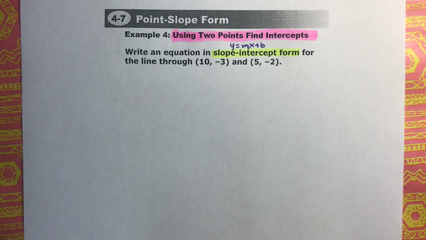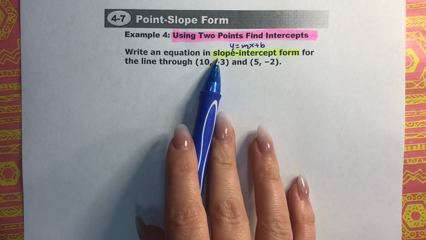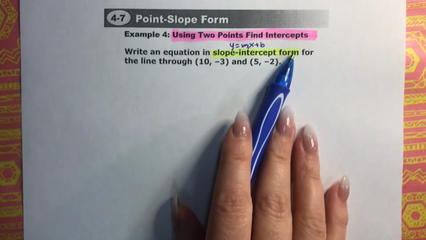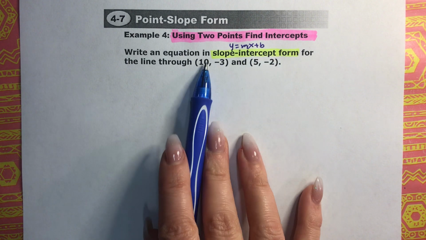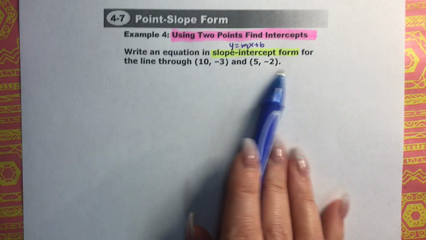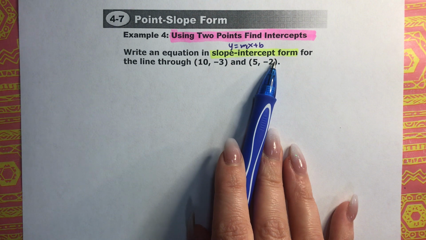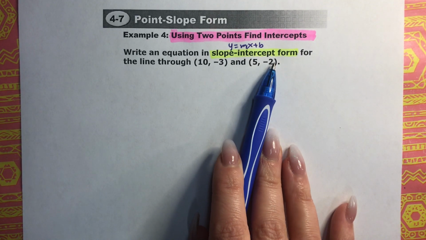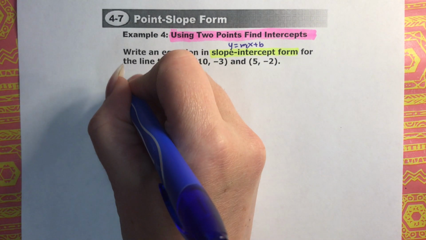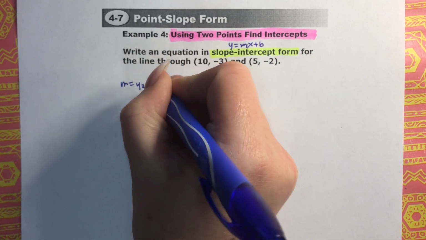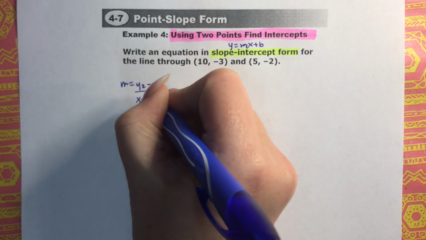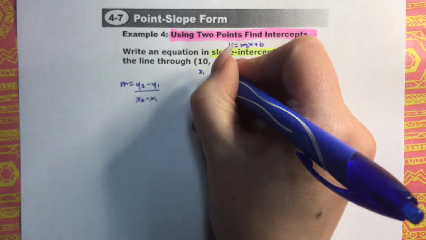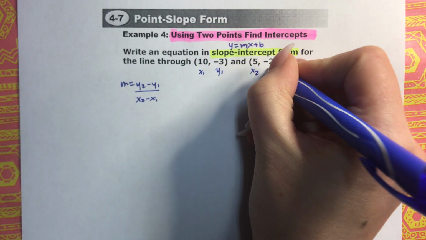Okay, so to put it into slope-intercept form, given 2 points, do we have the slope? No. Do we have the y-intercept? No. But can we figure it out? The answer is yes, we can, using the slope formula. So m equals y2 minus y1 all over x2 minus x1. This is my x1, this is my y1, this is my x2, this is my y2.